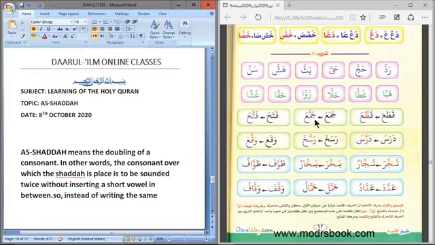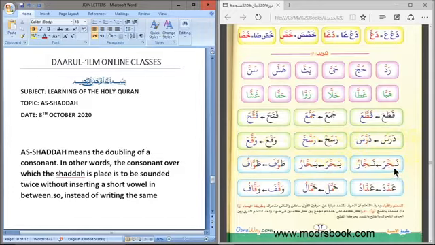Jama'a, jamma'a. Fataha, fattaha. Darasa, darrasa. Rasakha, rassakha. Waqa'a, waqqa'a.